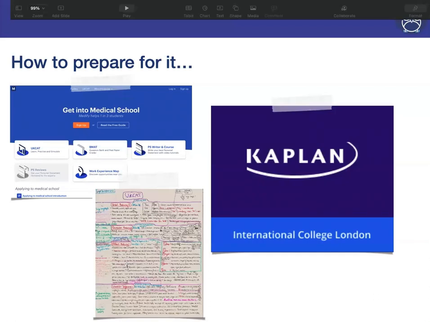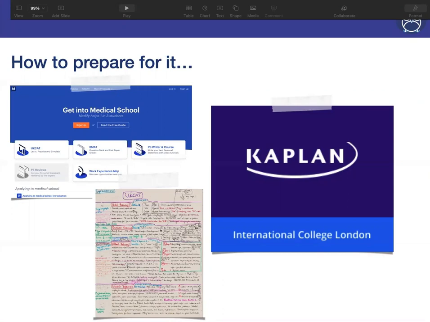So how to prepare for it? I've got 3 resources or 3 things that I loved during my process of preparing. This is what everyone uses, it's Medify. Everybody uses Medify. They've got the most questions on there, and it's really similar. It was exactly the same difficulty. Some people say otherwise, but for me, it was exactly the same difficulty as the exam that I did.